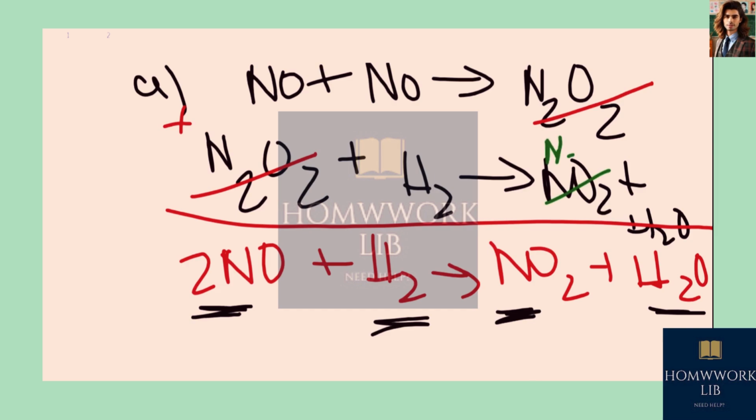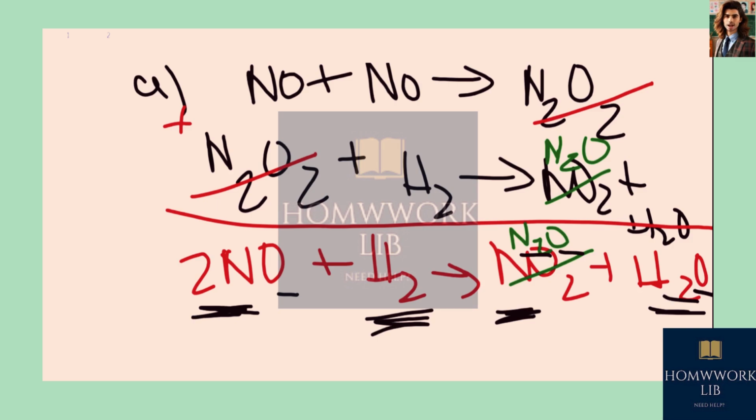This is not NO2, this is N2O. And this is also not NO2, this is N2O. So now if we look at it, we're definitely balanced because we have two H's, two H's, two N's, two N's, two O's, and two O's. So this is going to be our final balanced equation.